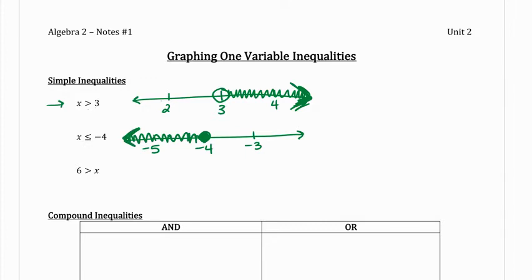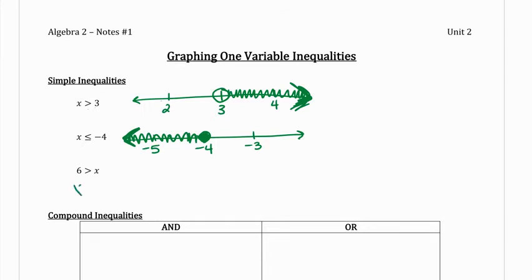Okay, and then the last one we've got, this one actually says that 6 is greater than x. People tend to get thrown off by this. If this throws you off and you're not sure which way you're supposed to shade, what I highly suggest is always rewrite that so the variable's on the left side. This is kind of like our symmetric property that we've talked about in the last unit. It's just with inequalities instead of with an equal sign.